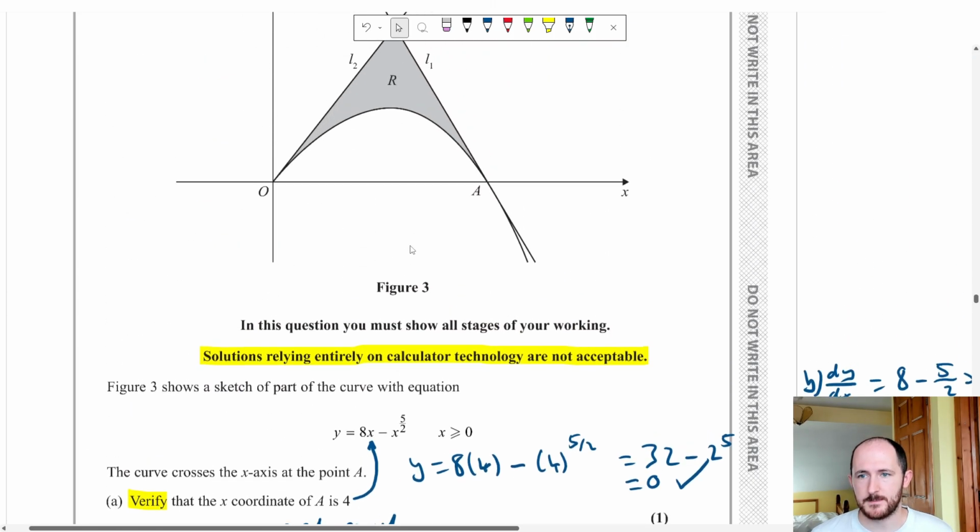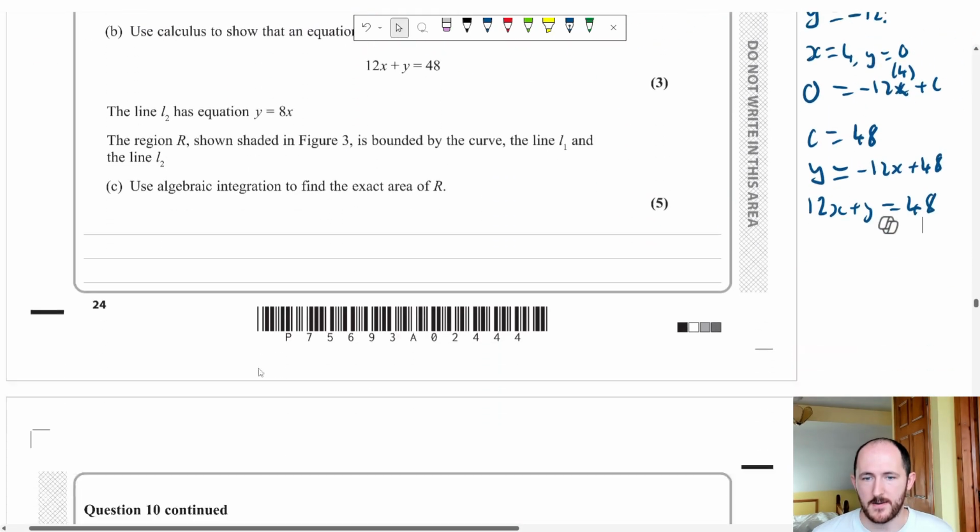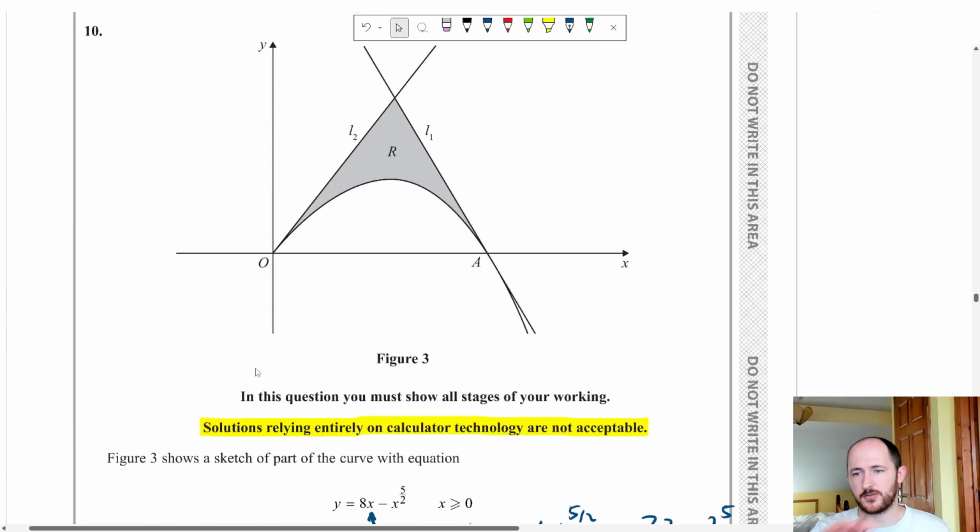Line L2 has equation y equals 8x. The region is bound by the curve and both of these lines. Use algebraic integration to find the exact area of R. So the first thing I would do is try and work out what bits I actually need. So I'm going to write that as 4, by the way.